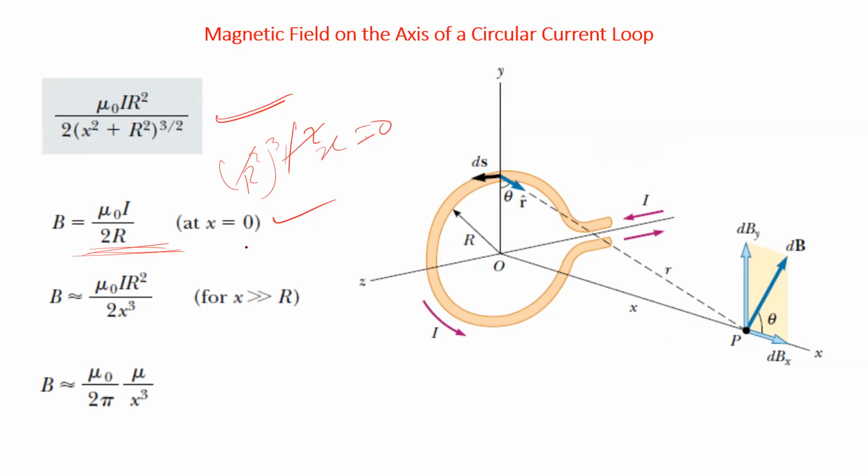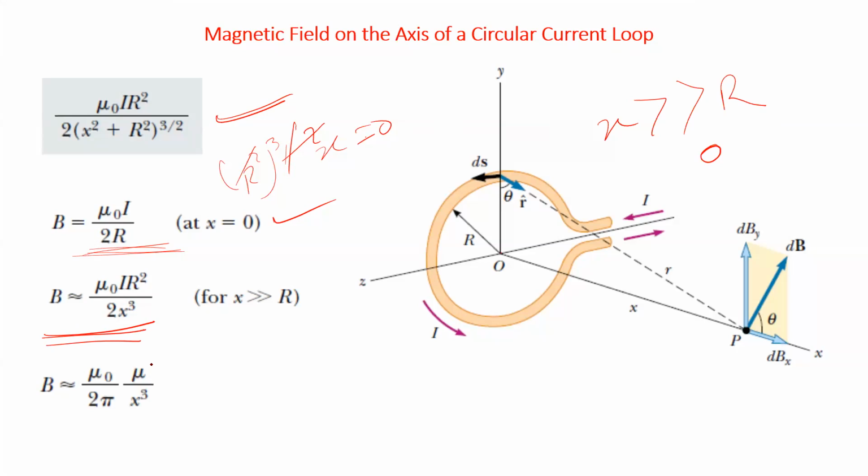But whenever we consider that this distance is very large compared to the radius of this loop, so let us consider x is very much larger than the radius of the loop. The radius is very small, a current carrying circular loop. So we can neglect this r square term in the denominator. So the formula is nearly equal to mu 0 I r square divided by 2x cube.